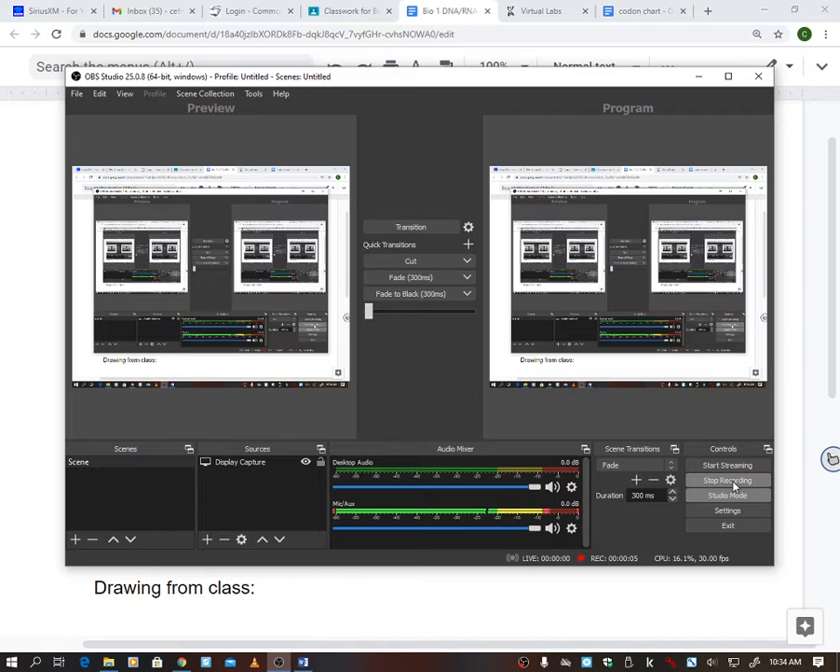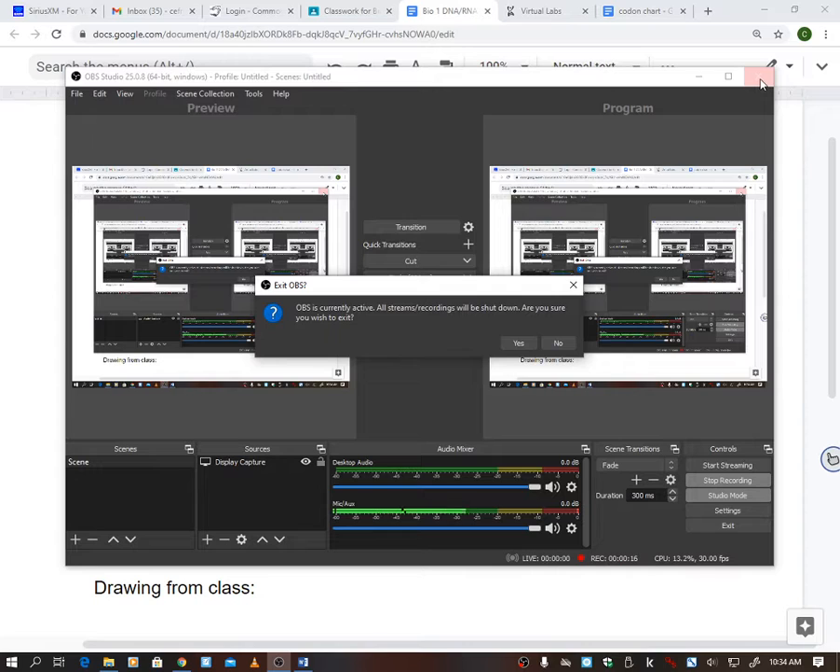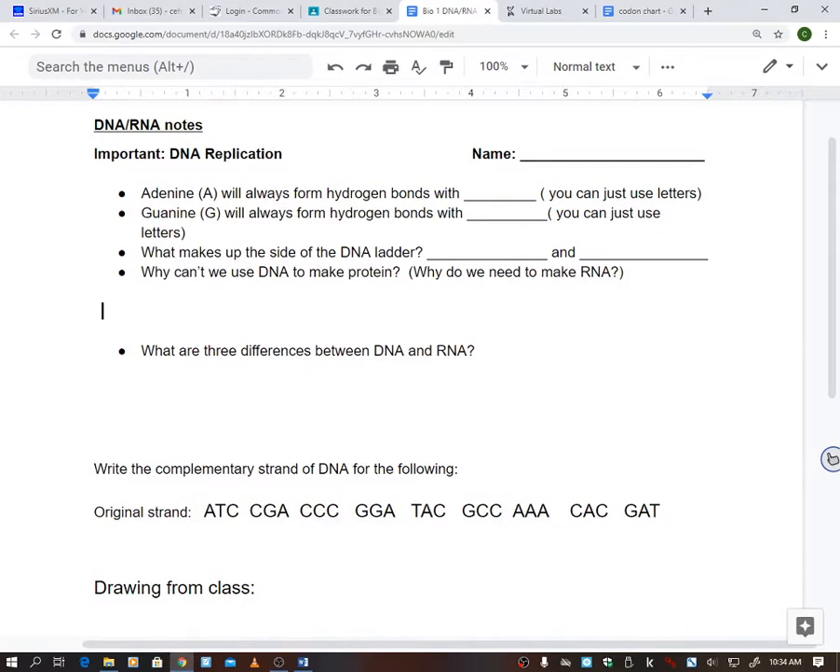I'm going to start off with doing some notes for DNA, RNA, some transcription, some translation. We have seen Punnett squares and we put letters there, right? If it's a dominant trait, we use a capital. If it's a lowercase trait, it's recessive.